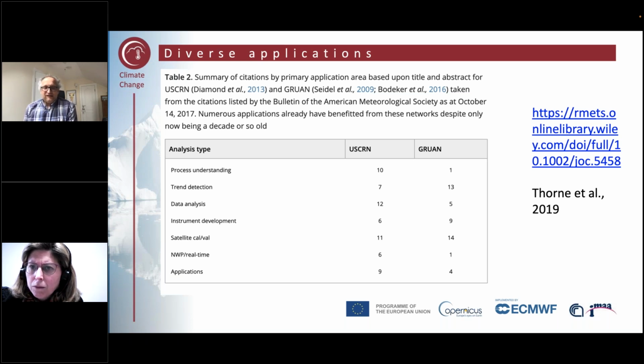They've been incredibly useful in instrument development. Indeed, from talking to radiosonde manufacturers, many of the innovations in radiosondes and improvements in radiosonde quality would not have come about without GRUAN, because it has pushed the instrument manufacturers to better understand their own instruments to meet the requirements of GRUAN, for example. There's also data analysis, trend detection, NWP applications, other varied applications. So there are numerous applications of these reference network measurements.